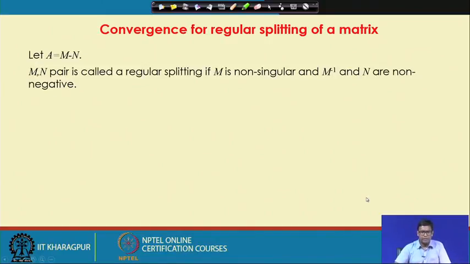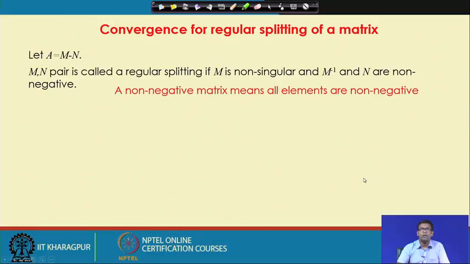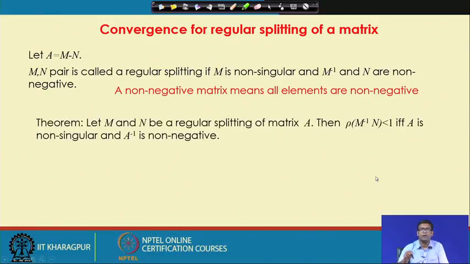So, let A equal M minus N. The pair M, N is called a regular splitting if M is non-singular, and M inverse and N are non-negative. Then A equals M minus N is called a regular splitting of matrix A. A non-negative matrix means all elements of that matrix are non-negative.